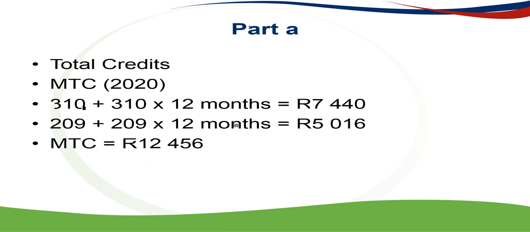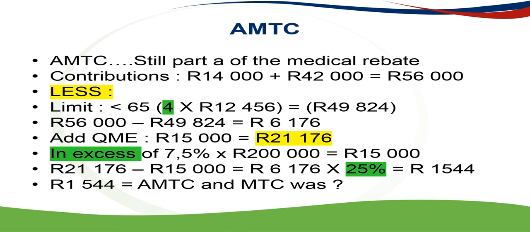Okay, section 6B. So this is now the more, I wouldn't say complicated, but the more challenging part of the medical tax credit. This is the additional medical tax credit. Okay, so there are steps, and it's advisable to write down these steps, and we go through the steps and then you slot in the amounts.